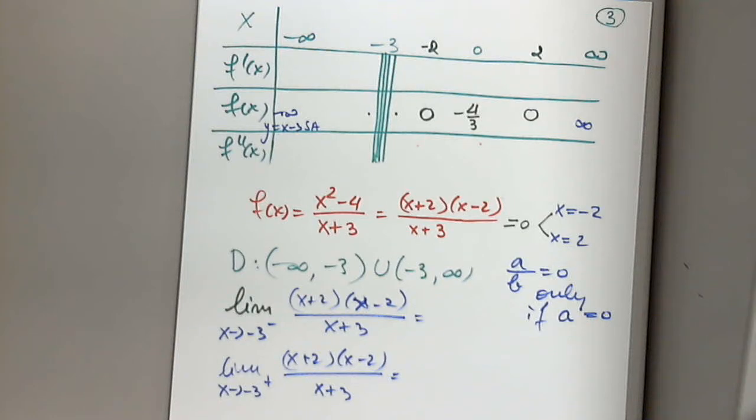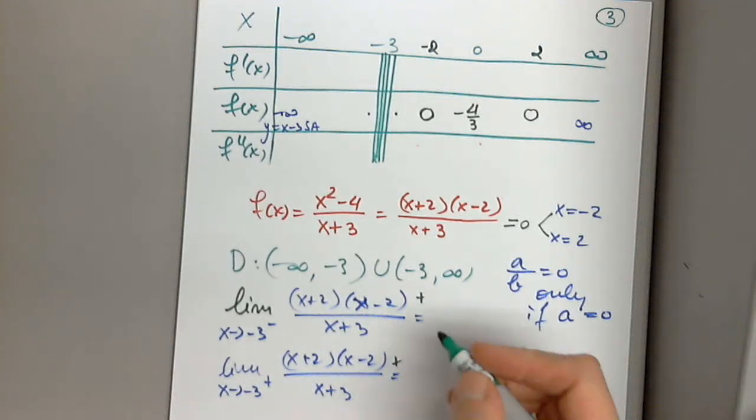So I have to plug it in. -3 plus 2, -3 minus 2. So this is negative and this is negative, so I have some sort of positive number here in both cases. But what do I have in the denominator? And that's the problem. Exactly.